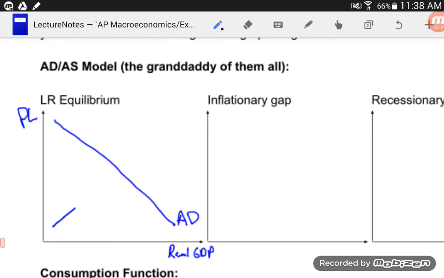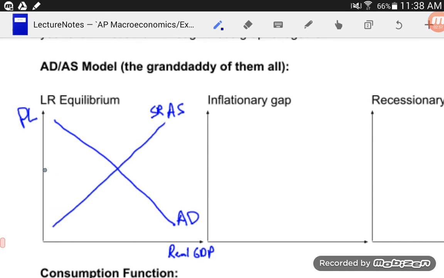And supply, like we saw in micro and other places, the supply curve is upward sloping, because as price levels go up, you're willing to work more, you're willing to supply more, you're willing to produce more. At a low price level, you're not willing to produce as much, and so we get that upward sloping supply curve. And really what this is, is the short run aggregate supply.